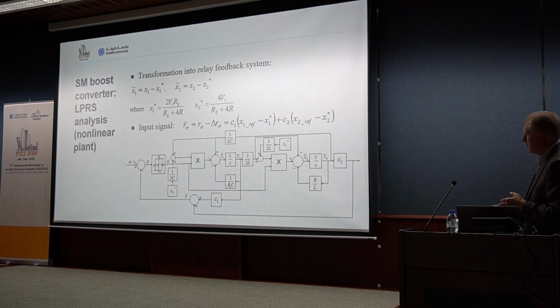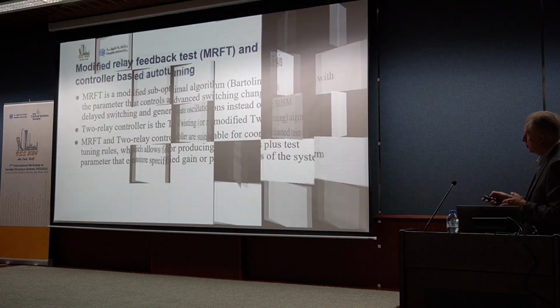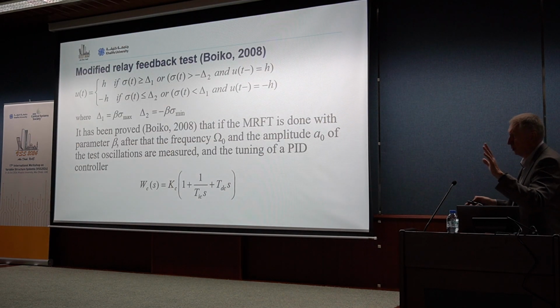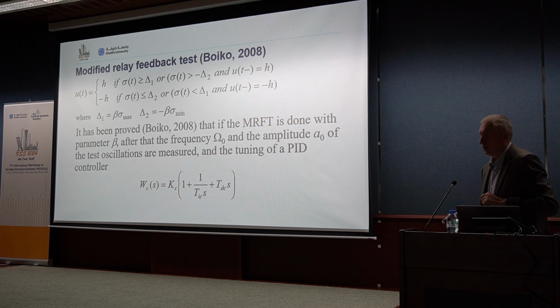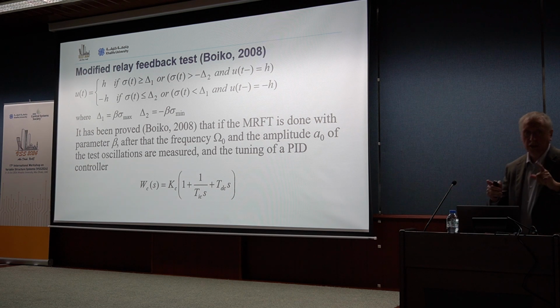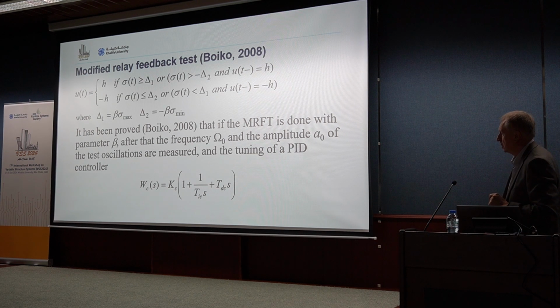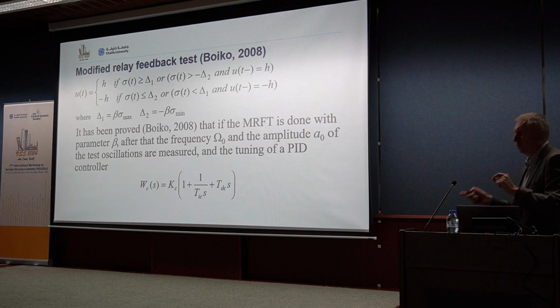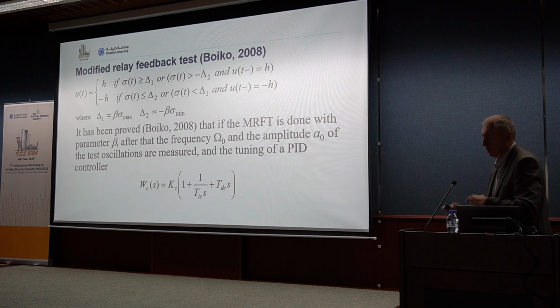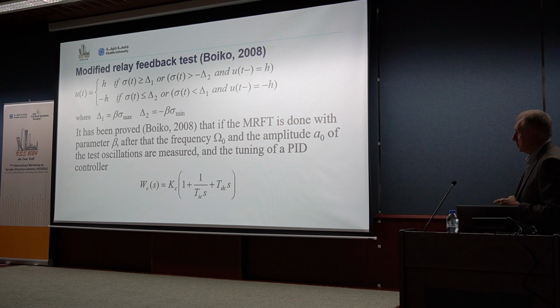I will skip this example and go to some, maybe a few more minutes. The modified relay feedback test, which I mentioned yesterday, is basically a suboptimal algorithm with a different sign of the parameter beta, to excite oscillations specifically, rather than to bring it to a sliding mode.